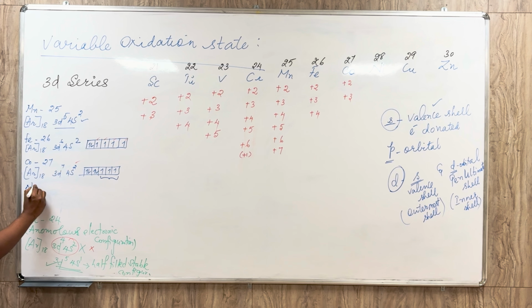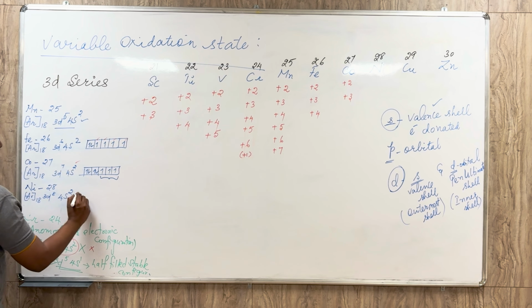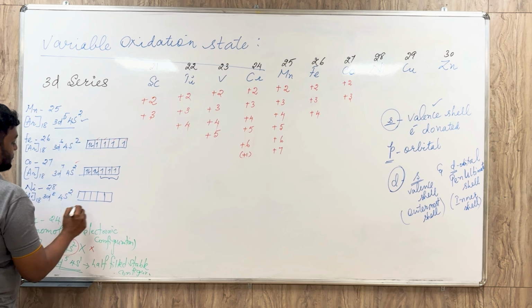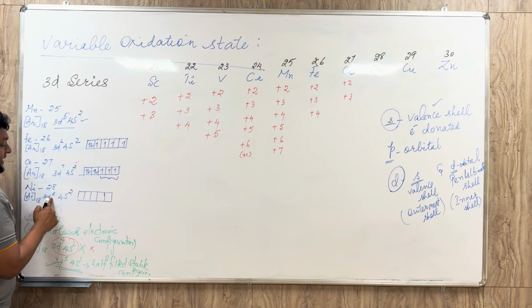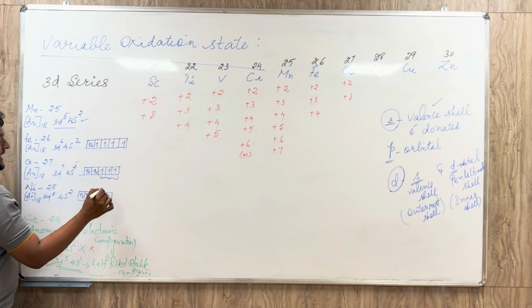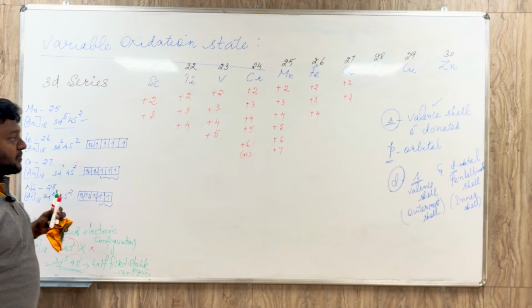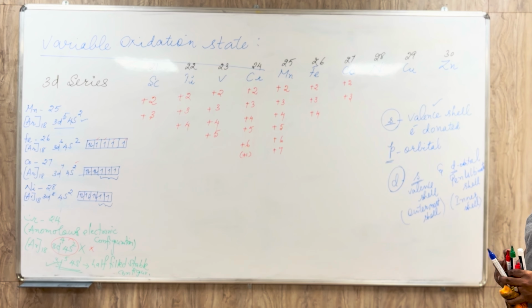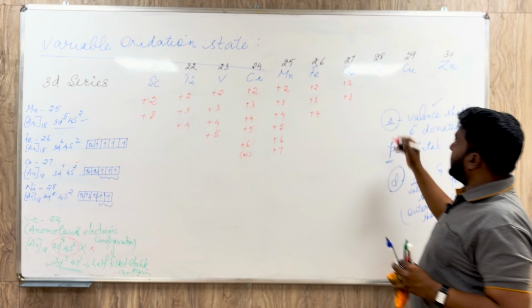When you talk about nickel, the atomic number is 28. So the configuration is argon 18, 3d 8 and 4s 2. How many electrons are there in the d orbital? 1, 2, 3, 4, 5, 6, 7 and 8 electrons. In the outermost shell, how many electrons are present? The 2 electrons, which are unpaired electrons. So now we will write the possible electronic configurations.